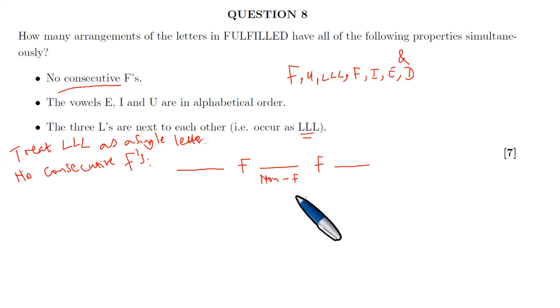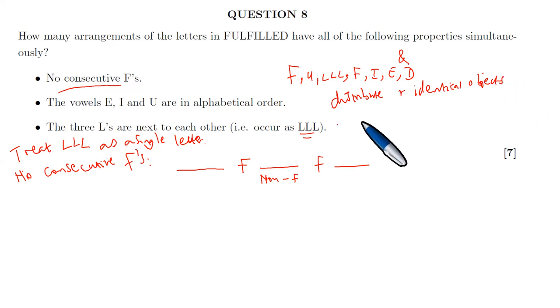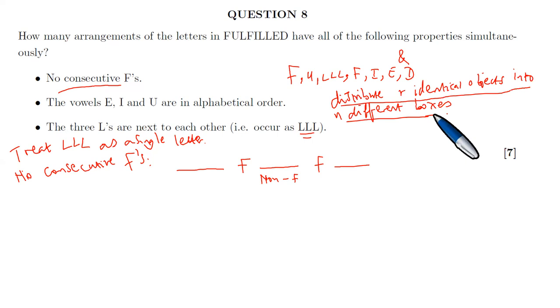Okay, because they're variations. The distributions, either you're distributing R identical objects, because there are a couple of formulas to learn, into N different boxes. What is the formula? That's a statement: you distribute R identical objects into N different boxes.